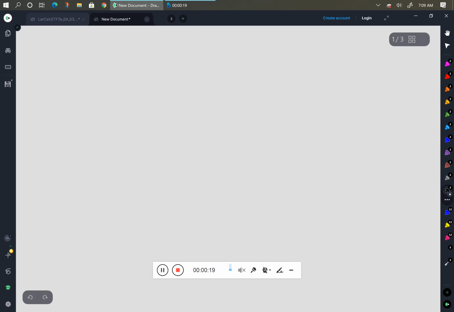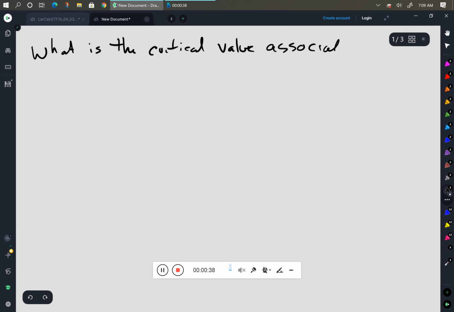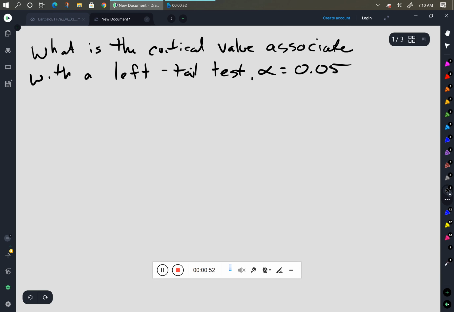And questions, the critical value question will ask something along the lines of, what is the critical value? I think they would say something along the lines of associated with a, and I'm just going to use a left tail test with, say, an alpha of 0.05. Okay? Now, we'll talk about right tail and two tail tests also, but critical value.